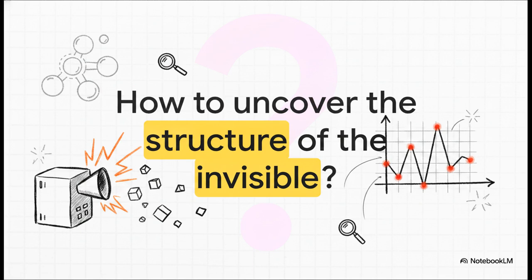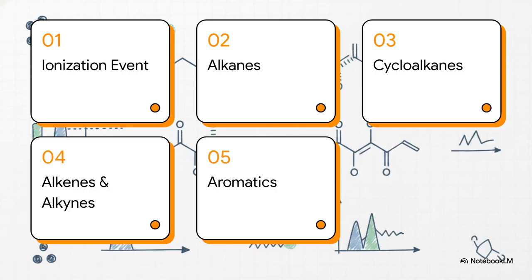That's essentially what a mass spectrometer is. We blast a molecule to pieces and then examine the shattered remains to figure out exactly what it looked like before the blast. Every single jagged line you see on a mass spectrum graph, that is a vital clue. Okay, let's dive into this.